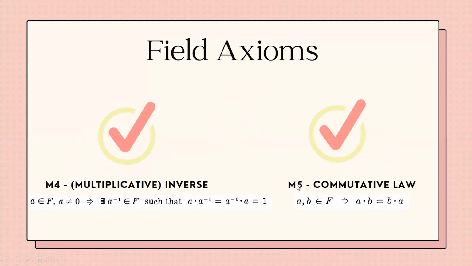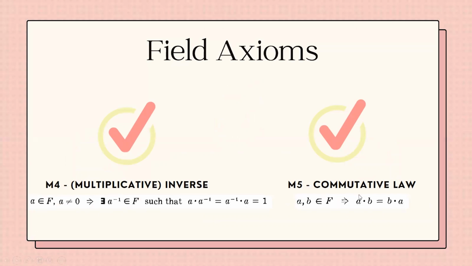The next is, we have here for each A an element of F, A not equal to 0, there exists an element which we denote by the inverse of A, such that A times its inverse is equal to 1. And this is what we call the inverse property of multiplication.